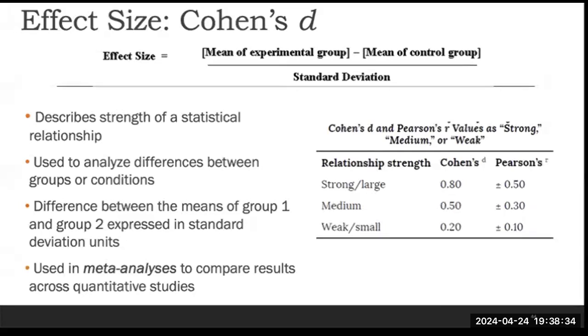Correlationally, they might be plus or minus 0.5 in terms of Pearson's correlation. If it's a medium effect size, Cohen's d would be about 0.5. So between 0.5 and 0.79 is a medium effect size. Pearson's R, correlationally, might be about 0.3. And then a weak effect size is 0.2 in terms of Cohen's d, and Pearson's R is 0.10.